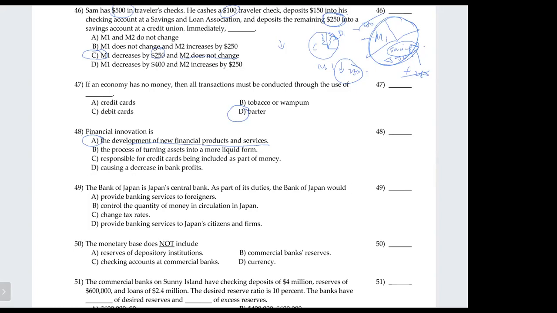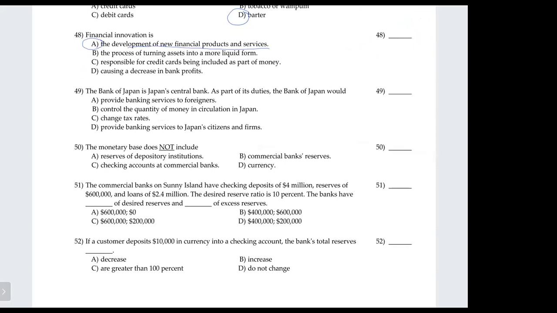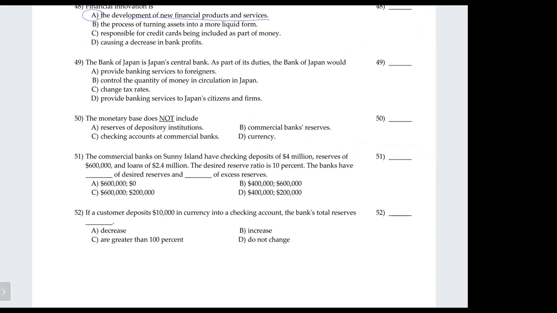49. The Bank of Japan is Japan's central bank. As part of its duty, the Bank of Japan would... so the answer is B. If we switch this to the Federal Reserve Bank, the answer is the same, right? So you just look at the textbook or slides to see what a central bank does.